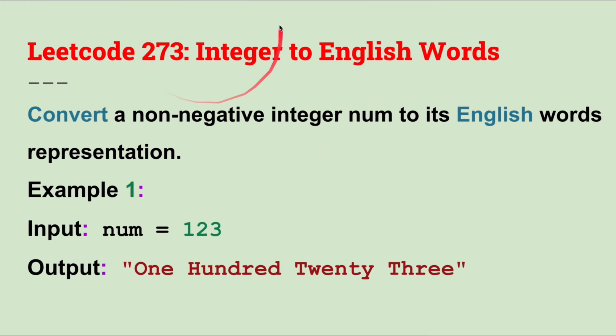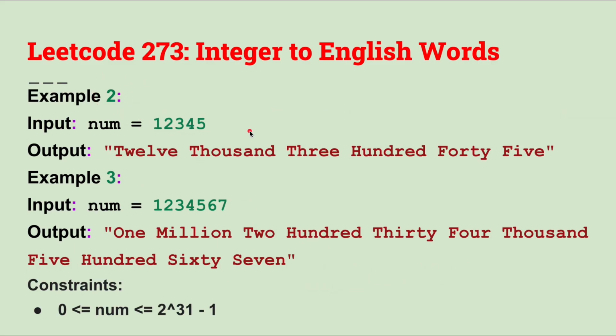The question is saying that we have to convert a non-negative integer into words. Let's suppose this num is given and we have to convert it into English words. What does it mean? Example 1 says num is 123, and we have to convert it into its English words. Another example is 12345, and another is 1,234,567.